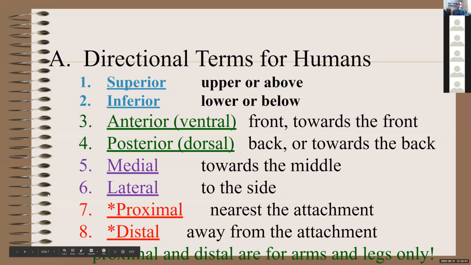So please make sure you put stars next to proximal and distal like you see in the notes. And please write this information underneath. This will be the last note you take today. Star, proximal and distal are for arms and legs.